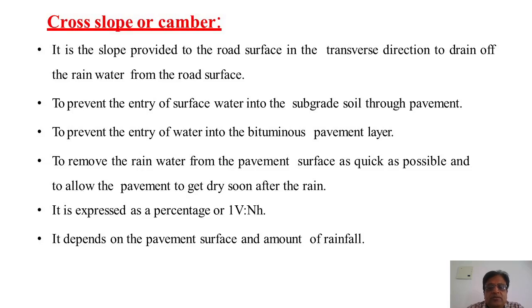It depends on the pavement surface and also the amount of rainfall. So what is the percentage of camber or cross slope? It mainly depends upon the type of surface, whether it is a flexible pavement, an earthen surface, or a concrete pavement, and also the rainfall area. In a heavy rainfall area, you will be providing a higher percentage. In a less rainfall area, you are providing a lower percentage.